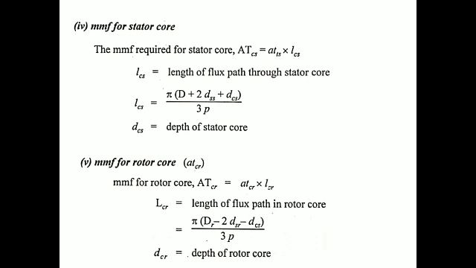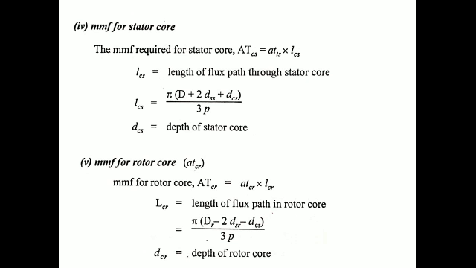Pi times (D plus 2 Dss plus Dcs) divided by 3P. Dcs is nothing but the depth of the stator core. Dss is nothing but the depth of the stator slots. P is nothing but the number of poles. Capital D is nothing but the overall diameter. With this, we can calculate all these things. Then the fifth one is the MMF for the rotor core, which is the ATcr value. So capital ATcr is nothing but small ATcr into Lcr.